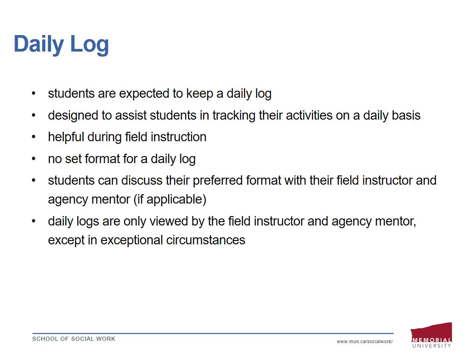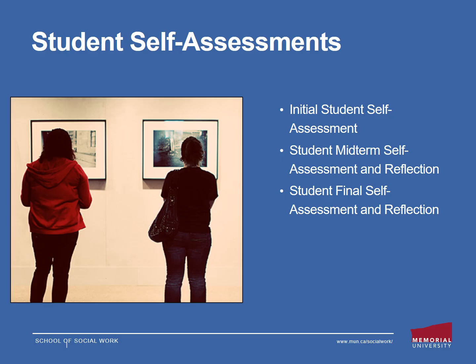During the practicum, all students will be completing self-assessments at the beginning of the practicum, at the midterm point, and at the end of the practicum. These self-assessments are called the initial student self-assessment, the student midterm self-assessment and reflection, and the student final assessment and reflection. All of these documents only need to be submitted to the field instructor and agency mentor. It is important to retain a copy, however, in case these documents are requested by the field team.